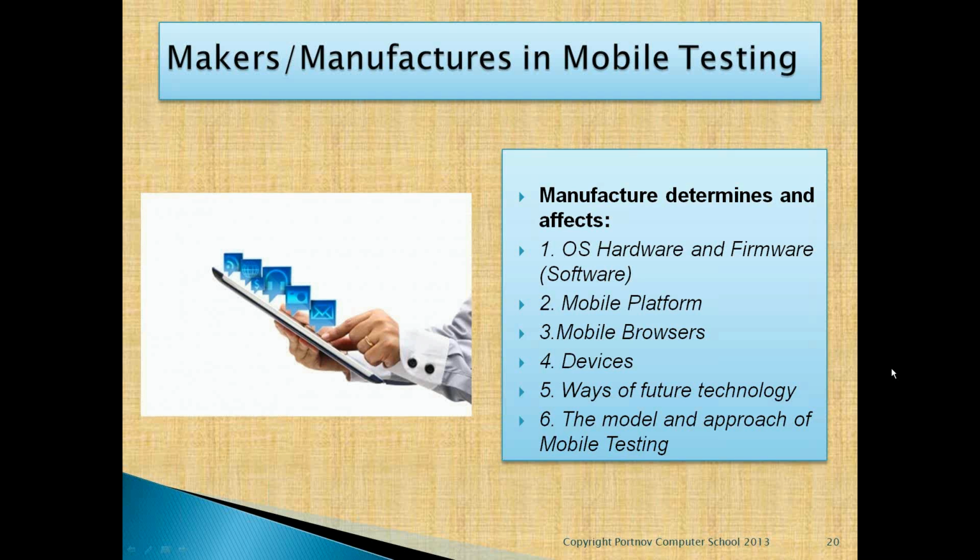So this is point number one. Based on the manufacturer and how they develop and their vision of the product, they create, maintain or choose the specific operating system, hardware and firmware, I mean software. And mobile platform and mobile browsers depend on the manufacturer's choices. The devices themselves, the way of future technology, how the device will look, and many other factors all depend on the manufacturer. And also, in the end, the model and approach of mobile testing will also depend on the manufacturer.